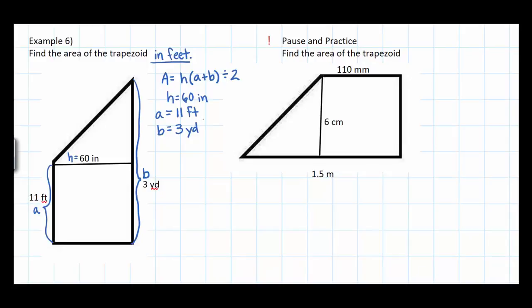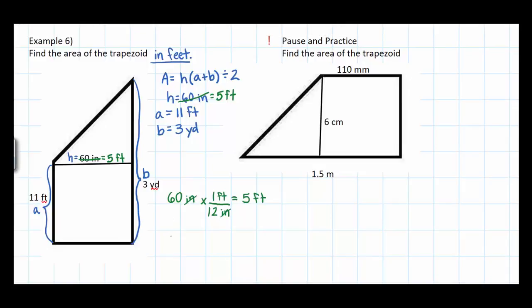So let's convert our height first. We have 60 inches, and to convert this to feet, we multiply by the ratio of inches to feet. 12 inches per 1 foot. 60 divided by 12 is 5 feet, because our inches divide away. So this is 5 feet, and this is what we're going to be using from now on. So I'm going to cross out the 60 because we're not using inches anymore. We're now in feet. So A is already in feet, so we can just leave it alone.